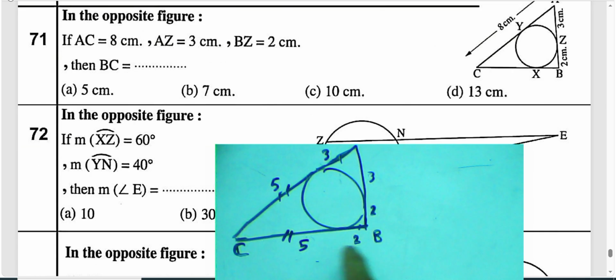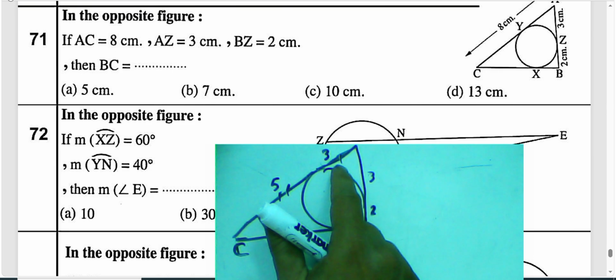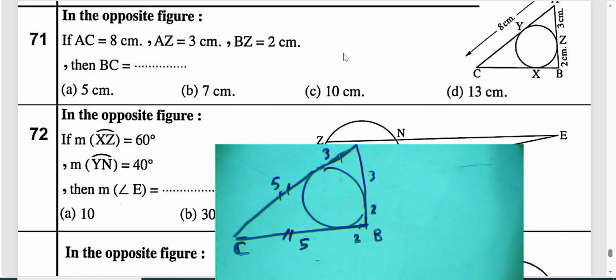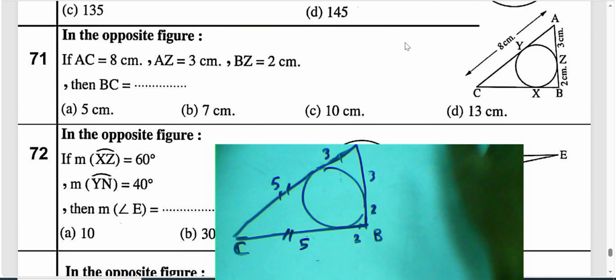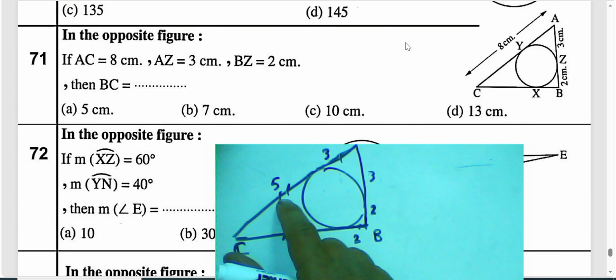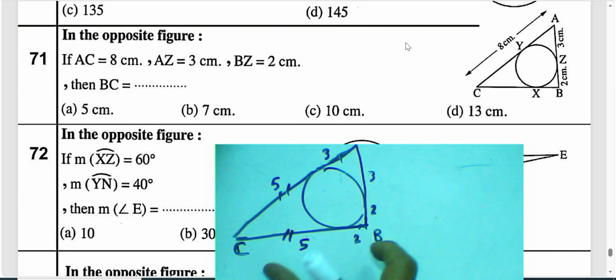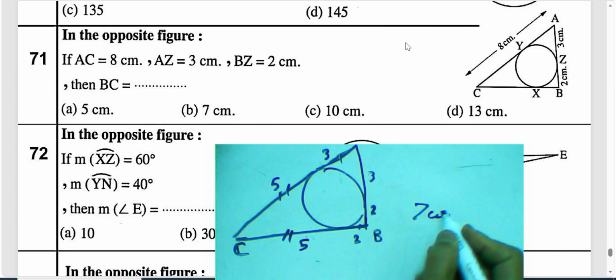We want to find the length of BC. This part is 3, then 3 here. He gave me the length here as 8 centimeters. 8 minus 3 equals 5. Then we have here 5 centimeters, and this also 5. We have two equal tangents, 5 and 5. And this part is 2, this is 2 also. Then 5 plus 2 equals 7 centimeters, and the length of CB will be 7 centimeters.